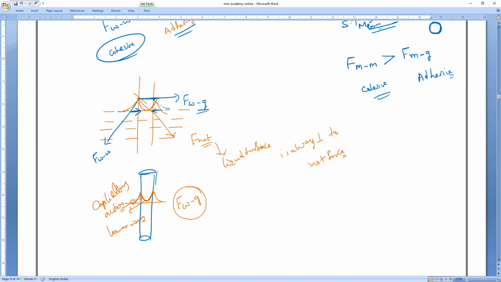So now this is the angle which we used to call as. What is the angle which we used to call it as? Contact angle. So which angle their liquid is contacting the glass?